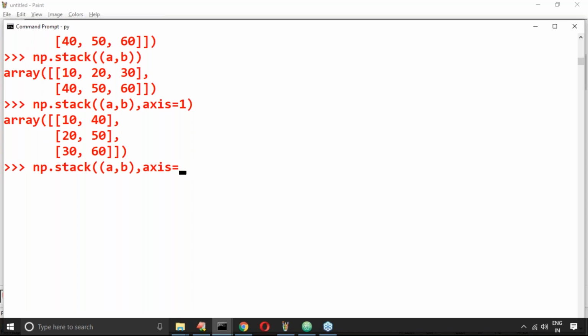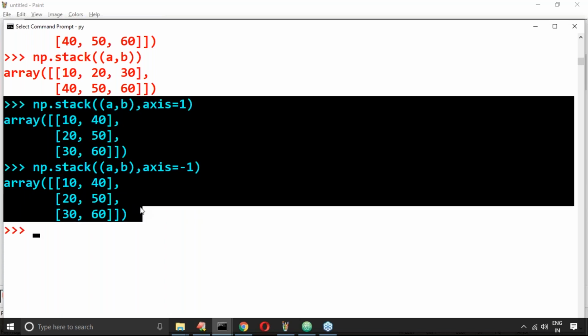If I take axis equal to -1, what is the meaning of -1? -1 means last. The last index in the 2D array is nothing but axis 1 only. Is it the same thing or not?